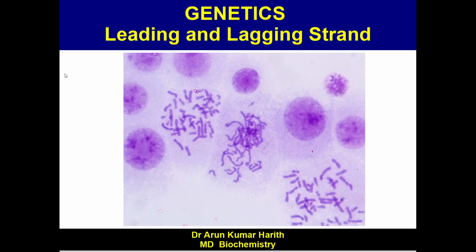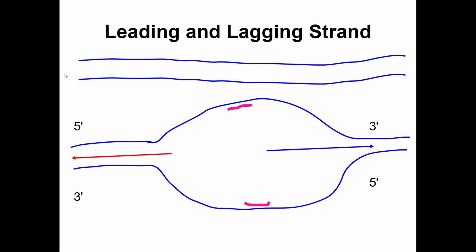The concept of the leading strand and the lagging strand. Now let's assume that there is this replication bubble which has been produced. The primase has produced two primers, one on the strand on top, one on the strand below. The orientation of the strands has been given here. Now the question is, which is going to be the strand which will be producing the leading strand and which is the strand which is going to produce the lagging strand?